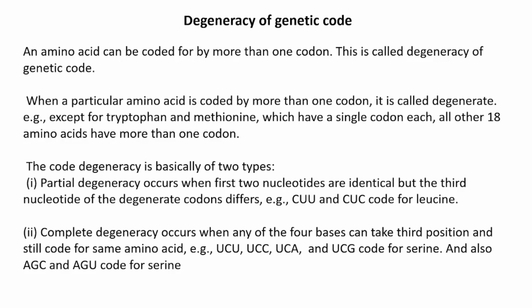Complete degeneracy occurs when any of the 4 bases can take the third position and still code for the same amino acid. For example, UCU, UCC, UCA, UCG, all of them code for serine, where the third base is different in all the cases. However, the complete degeneracy here is exemplified by the fact that AGC and AGU also code for serine. Here, the first base is also different, and as a result of that, there are 6 different codons here which code for the same amino acid, that is serine.